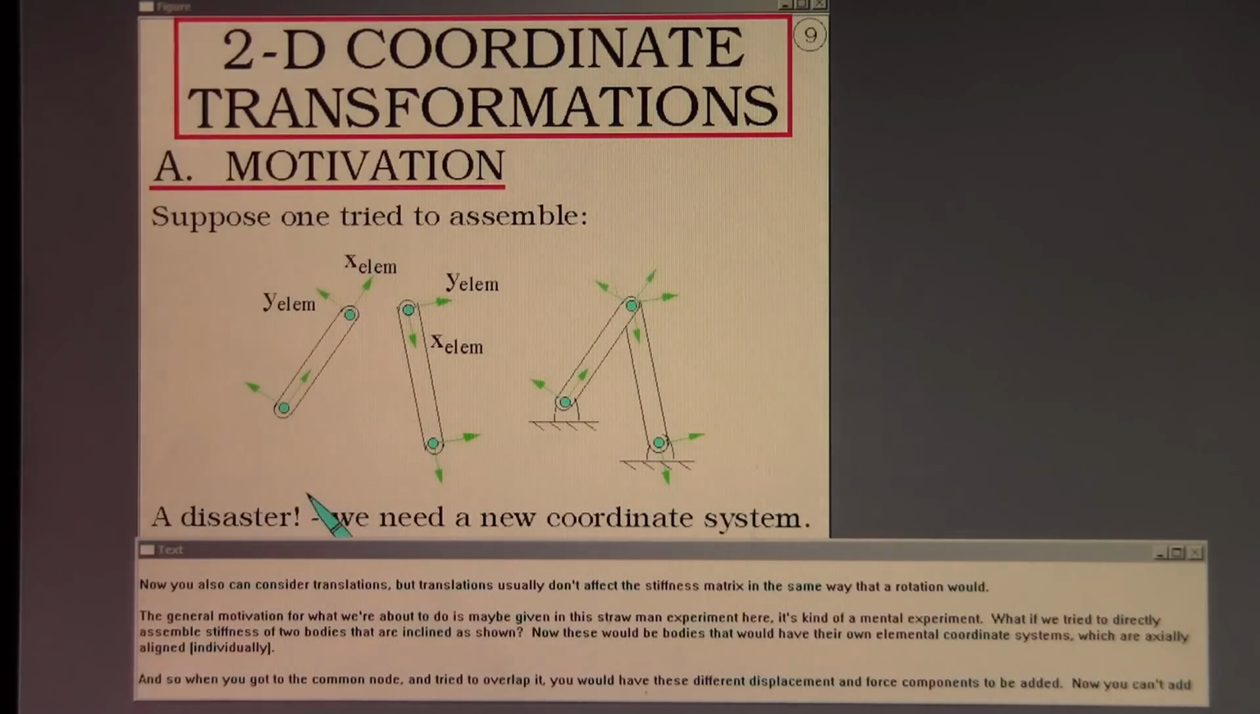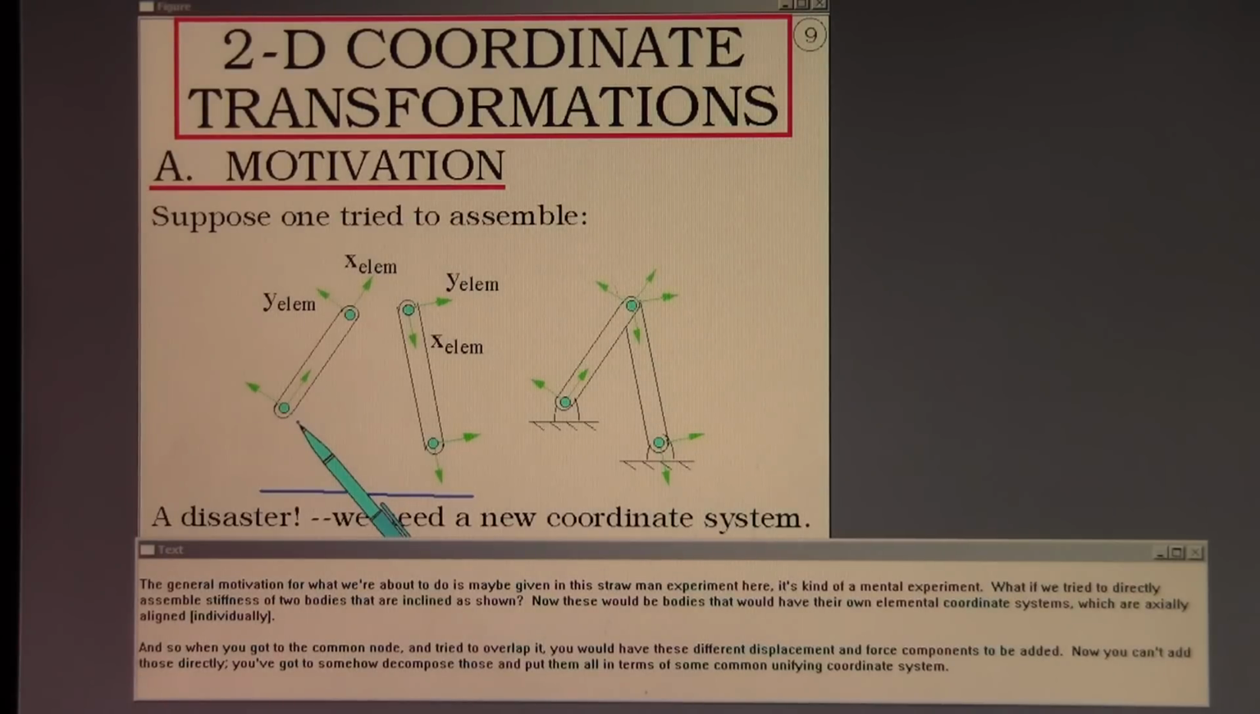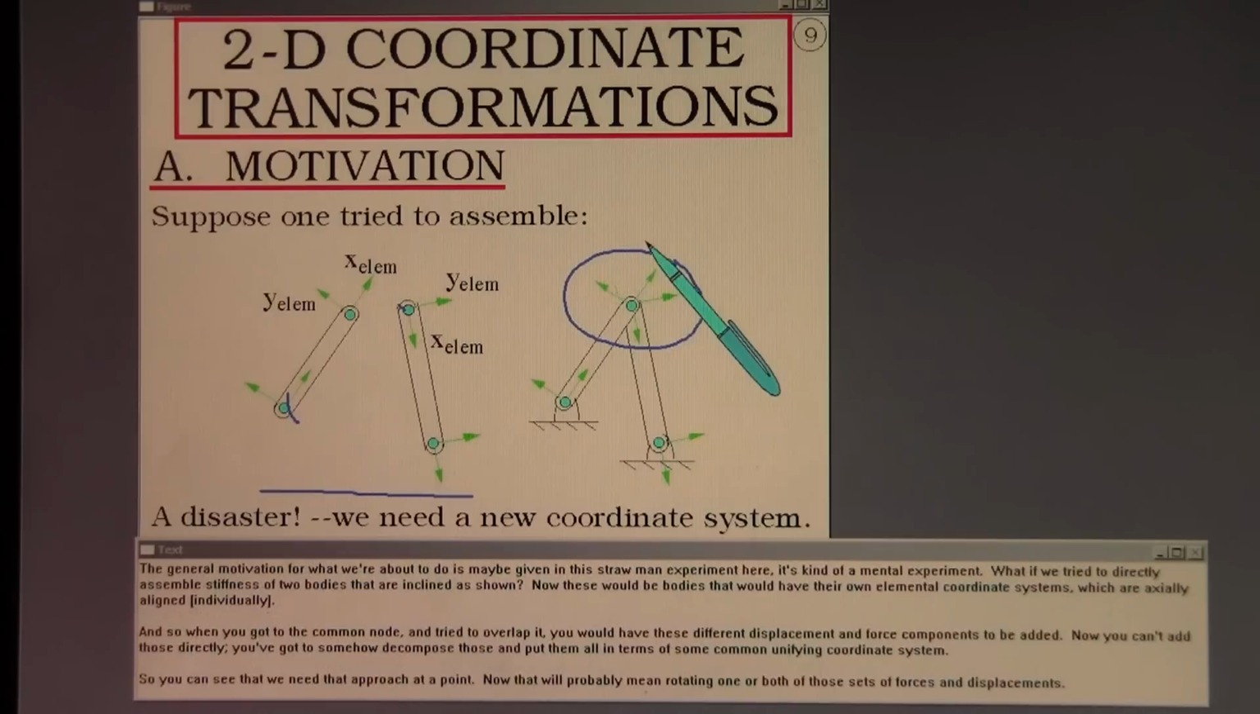It's kind of a mental experiment. What if we tried to directly assemble stiffnesses of two bodies that are inclined as shown? Now these would be bodies that would have their own elemental coordinate systems which are axially aligned. And so when you got to the common node and tried to overlap it, you would have these different displacement and force components to be added.